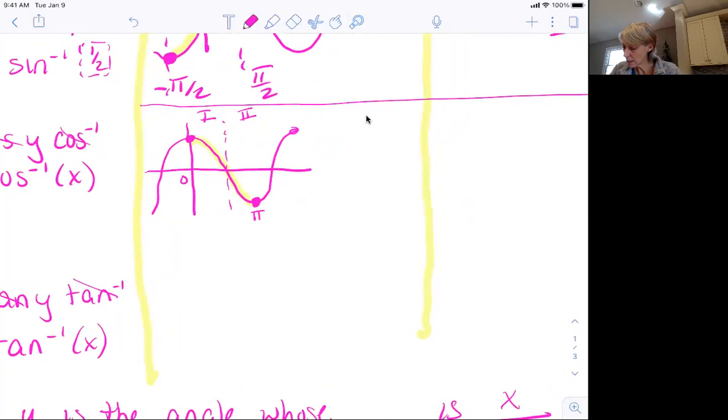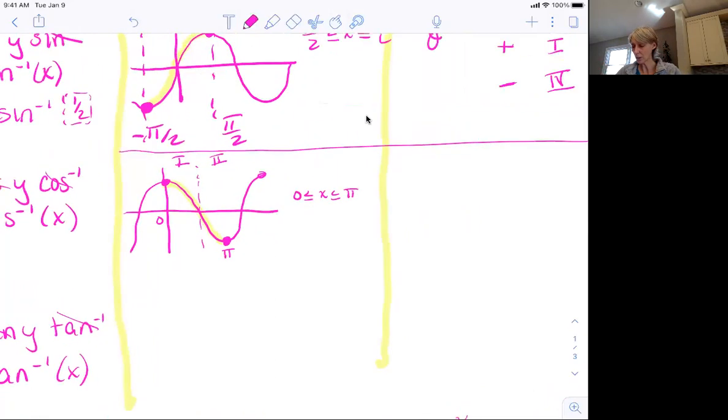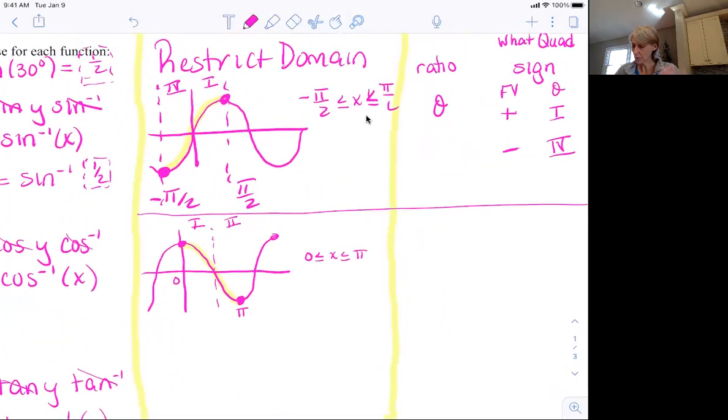So the domain of the inverse cosine is going to be 0 less than or equal to x less than or equal to pi. Again, that's not so important. How to set up the answer: ratio, always use the triangle and identify the angle you're dealing with. Adjust your sine. If the function value is positive, we're going to adjust the angle and use the first quadrant. If the function value is negative, we're going to use the second quadrant value of that angle, and it's as easy as that.